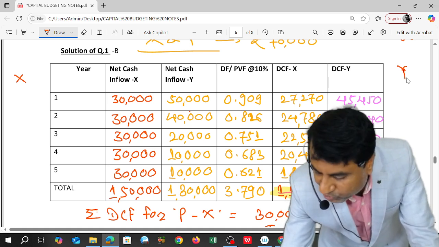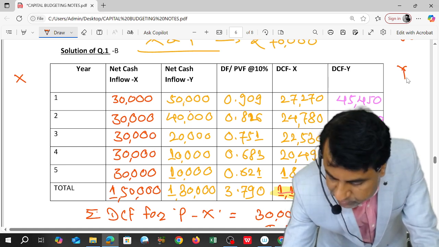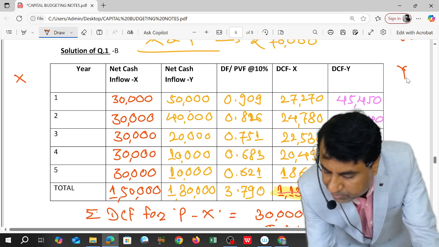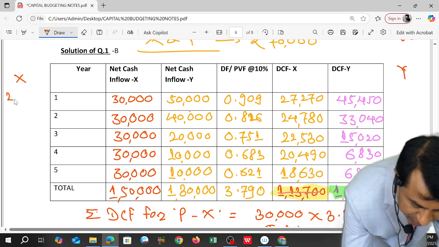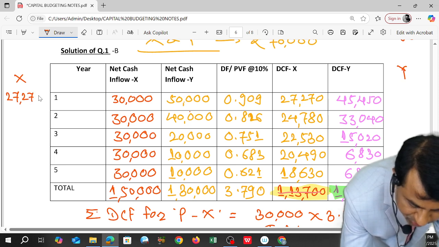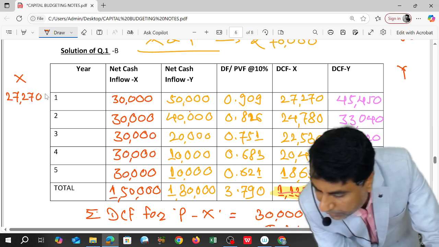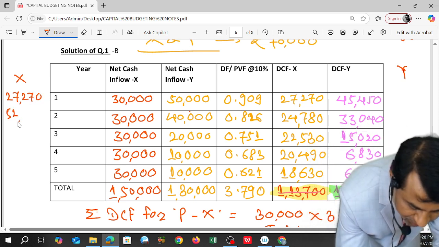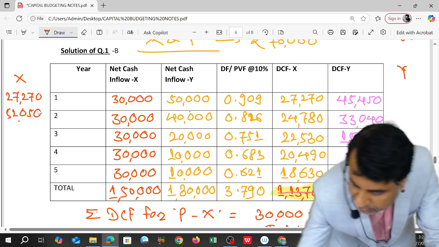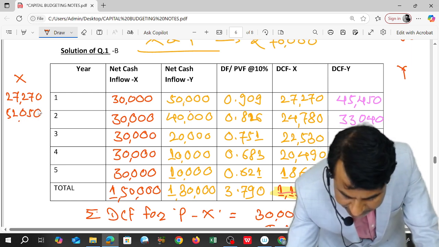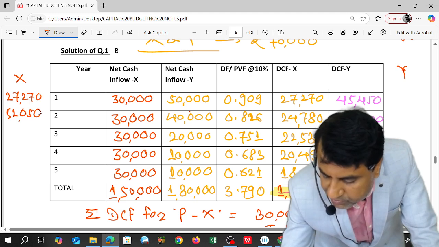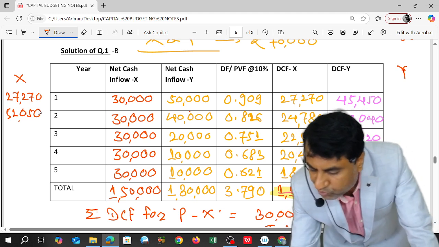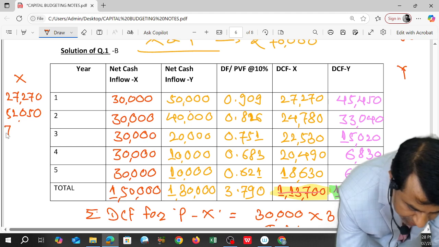27270 प्लस 24780, and that is coming 52050. तो पहला 27270, दूसरा 52050, तीसरा, अब बस तीसरा ऐड करना है कैश फ्लो उसमें 22,530, 74,580. यही पे हमारा काम खत्म हो गया स्टूडेंट्स, क्योंकि हमें बस 70,000 रिकवर करने हैं.